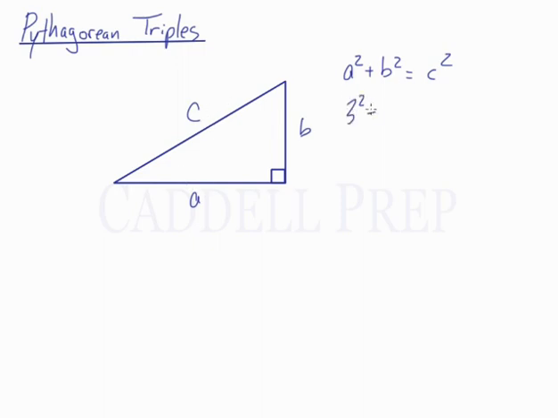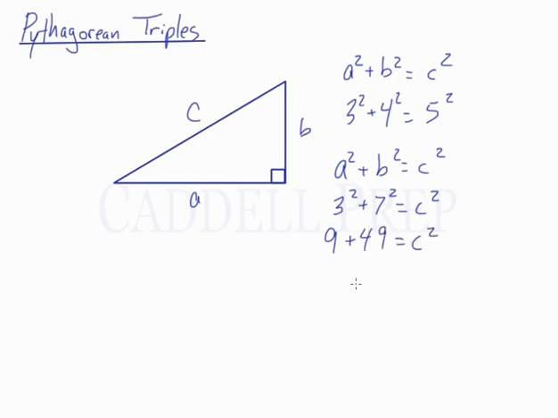Like we know 3 squared plus 4 squared equals 5 squared. But if we have a different number, like if this was 3 and this was 7, we'll get a different c. So if we had a squared plus b squared equals c squared, we had 3 squared plus 7 squared, and we solve for c, we get 9 plus 49 equals c squared. 9 plus 49 is 58. When we do the square root of 58, we get 7.61, and it keeps going on. So we don't get an integer answer.